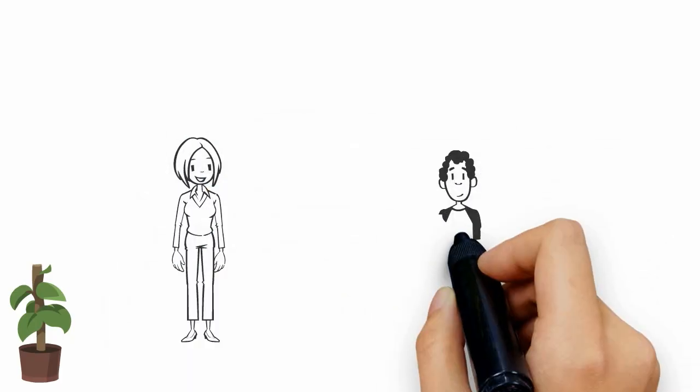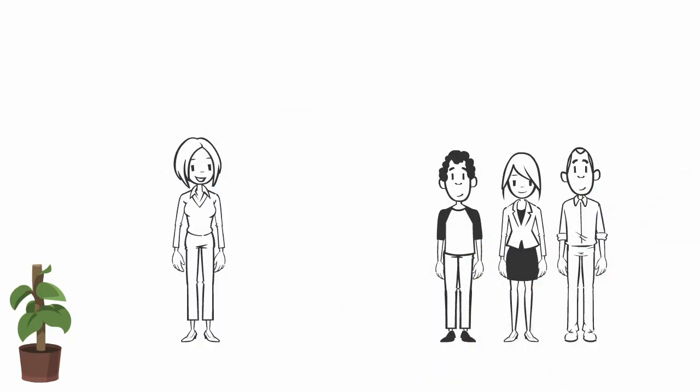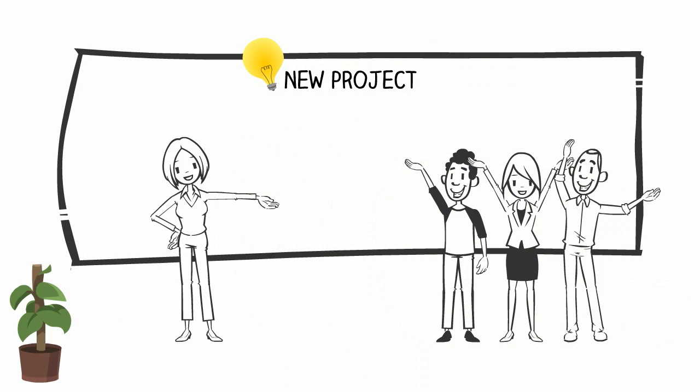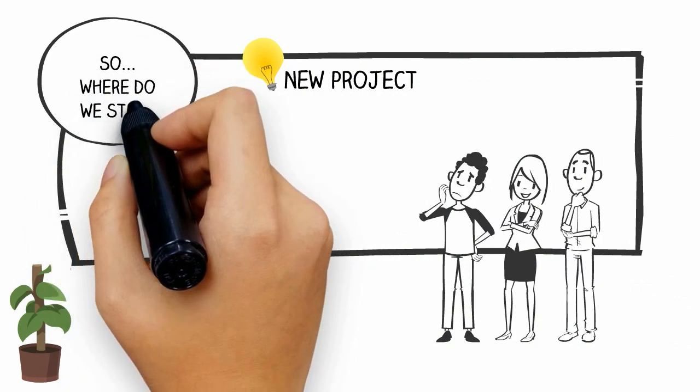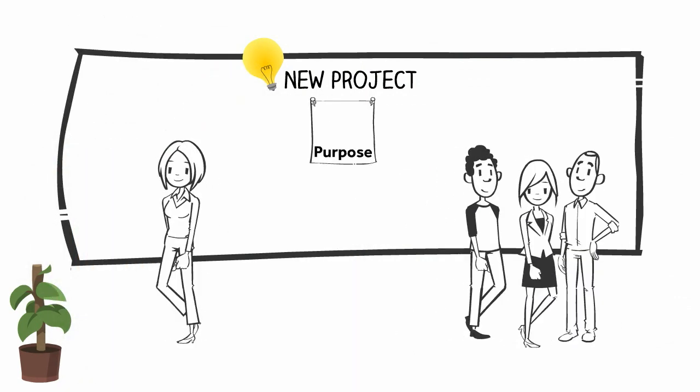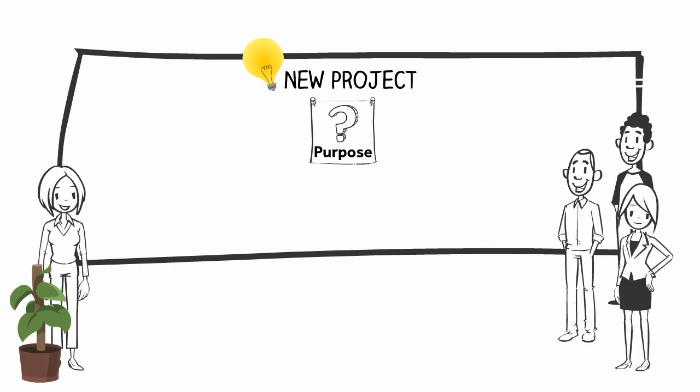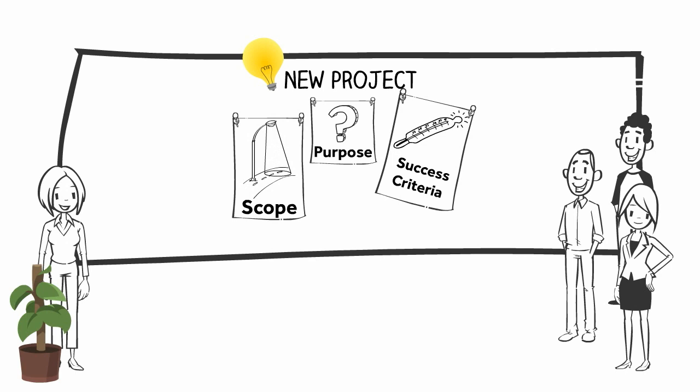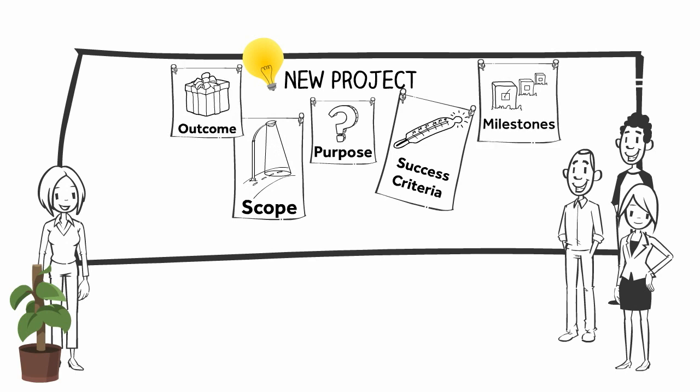Meet Jane and her team. They're just about to kickstart a new project. Now, their challenge is to plan the project and get a clear picture of it. The first thing to do is find the purpose of the project, then define the scope and describe the actual success criteria. This will help them to reach their milestones and achieve a great project result.